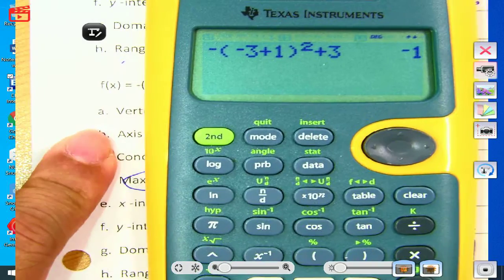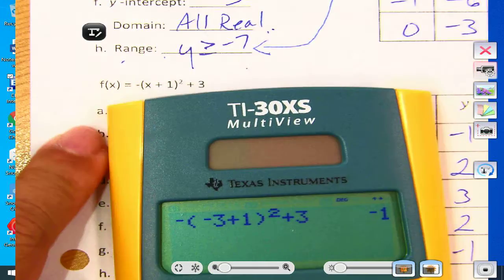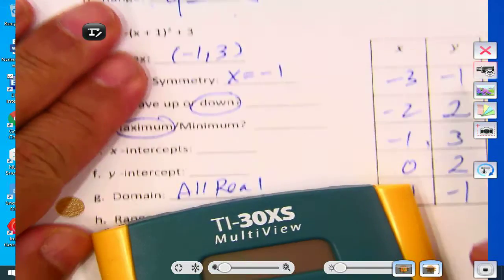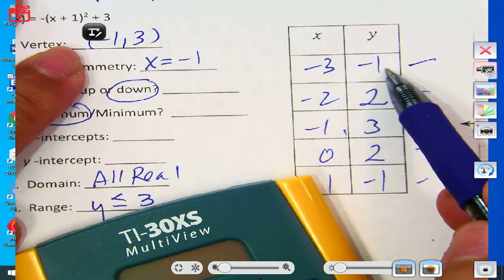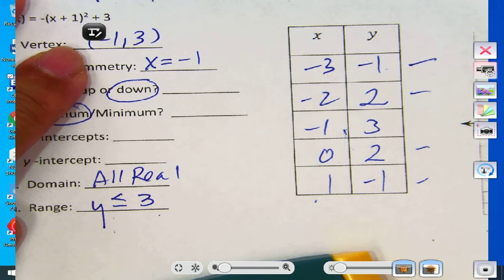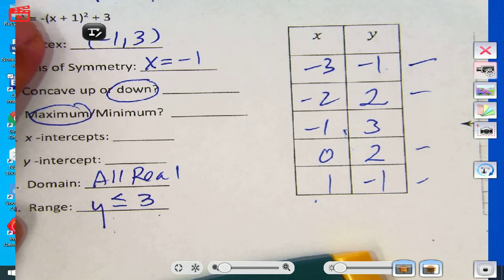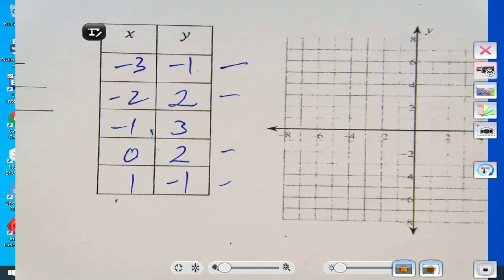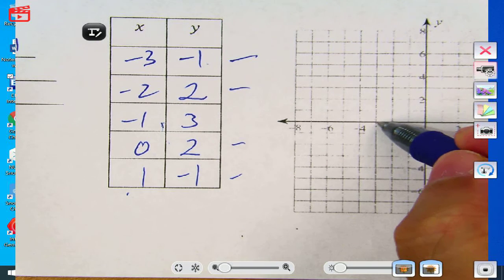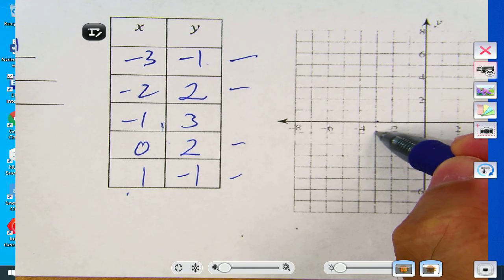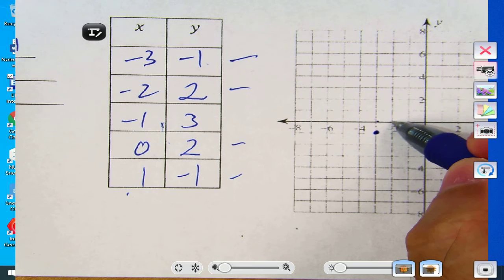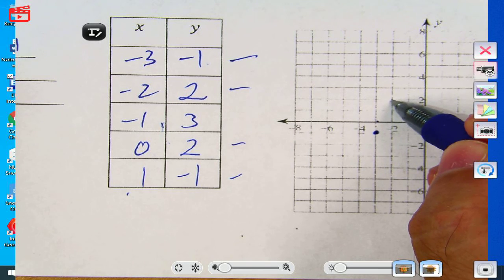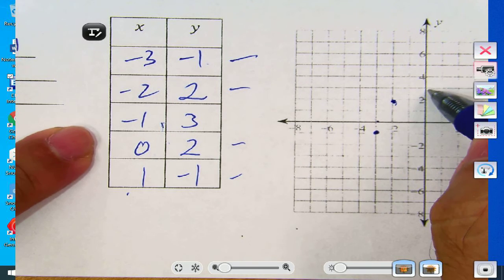Alright, last example. What is the vertex of this example? What's the vertex? -1, 3. What's the axis of symmetry? X equals -1. Is it concave up or down? Down. Max or min? Max. Okay, we're going to skip x and y intercept.